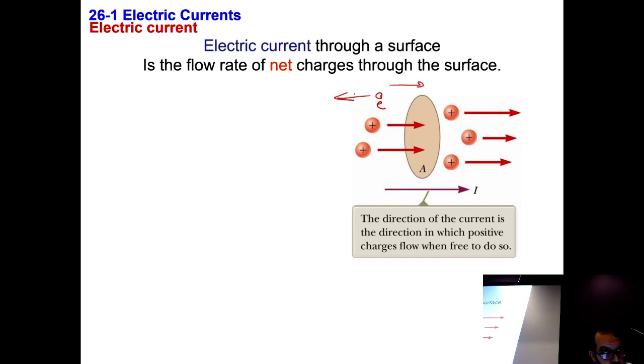So current is always in the direction of flow of positive charges, which is really the opposite of the flow of negative charges, because we know in a conductor the charges that are moving are free electrons. The free electrons, when they move from an atom, leave a vacancy. That atom is now a positive ion. That vacancy can move from one atom to the next.